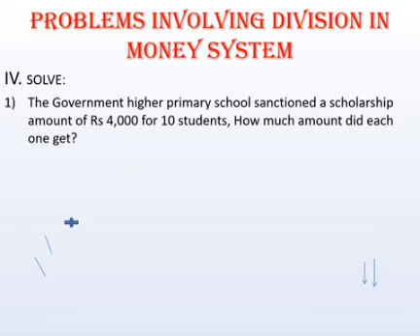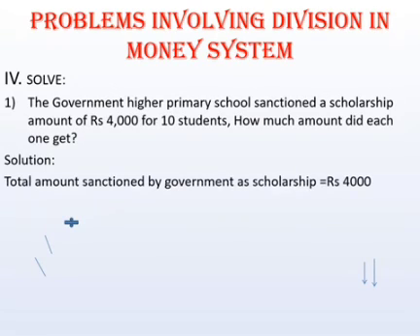A scholarship is an amount given to brighter students. So, 4,000 rupees is given to a government higher primary school. There are a total of 10 students. How much money will each one get? Let us see the solution now.